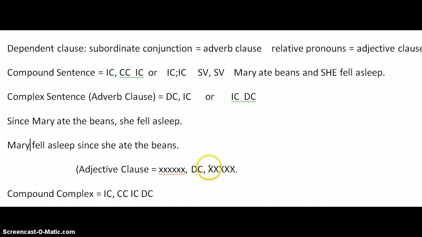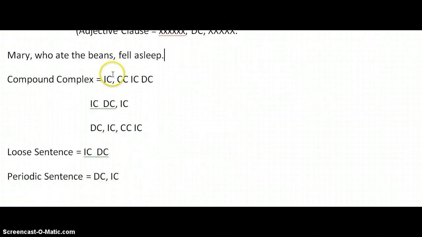Okay. If you have an adjective clause, it will likely be in the middle of a sentence. So, for example, you could have Mary, comma, who ate the beans, fell asleep. Okay, simple enough. Now, with the compound complex, we're going to have two independent clauses with a dependent clause, and you could arrange it in any one of these ways.